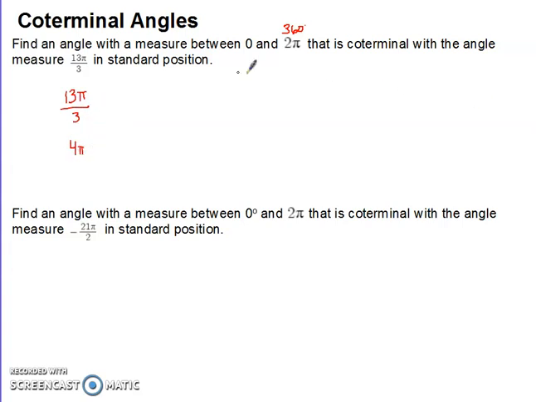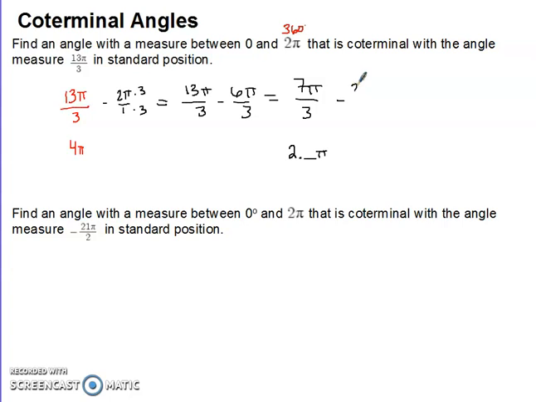So I'm going to go ahead and subtract 2 pi. In order to have a common denominator, though, I need to multiply the numerator and denominator by 3. And I'm left with 13 pi over 3 minus 6 pi over 3, which gives me 7 pi over 3. When I divide 7 by 3, I do get something that's a little bit greater than 2 pi, so it's 2 point something pi, which means that I'm still beyond my interval.